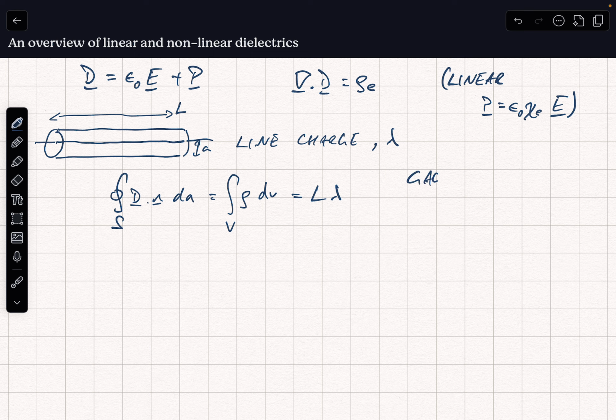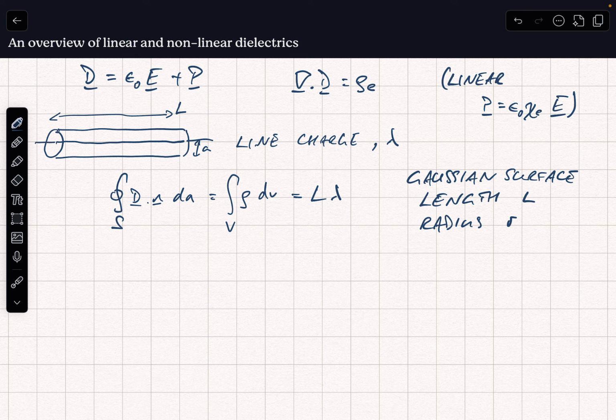So actually let me write that we're taking a Gaussian surface. So there's a Gaussian surface. It's going to have a length of L, and it's going to have a radius r. And notice that r can be smaller or larger than a in this solution.